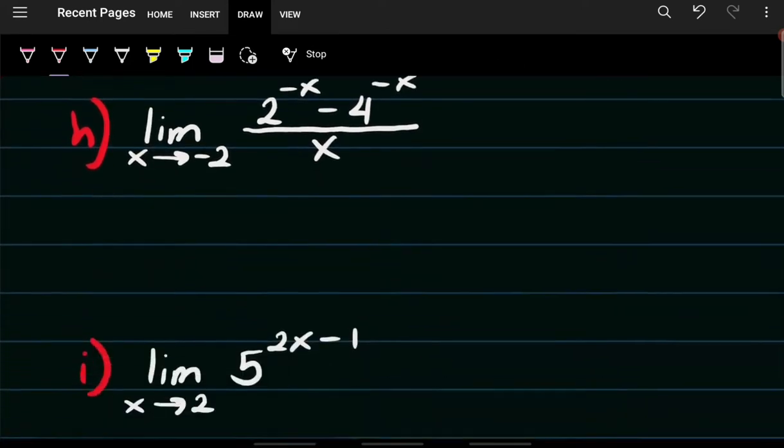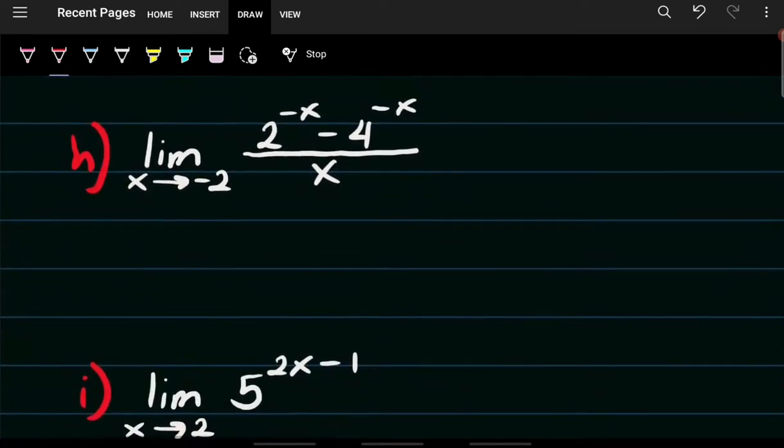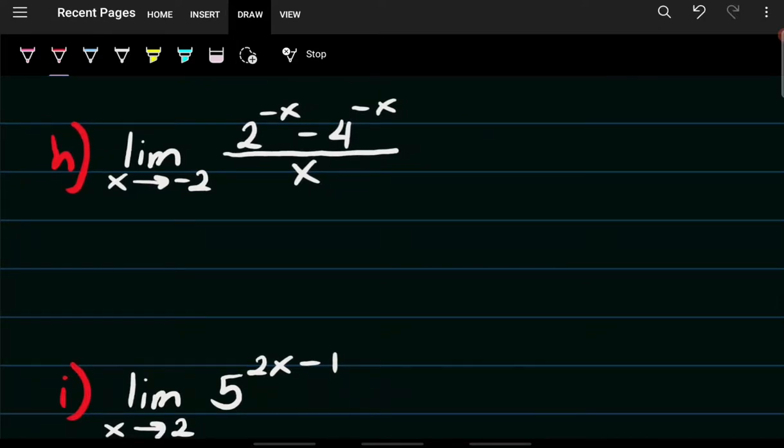Next, example letter H. So again, guys, please try to pause the video and answer this problem. The limit of 2 raised to negative x minus 4 raised to negative x, all over x, as x approaches negative 2. So please try to answer this problem. Okay, so let's double check your solution.